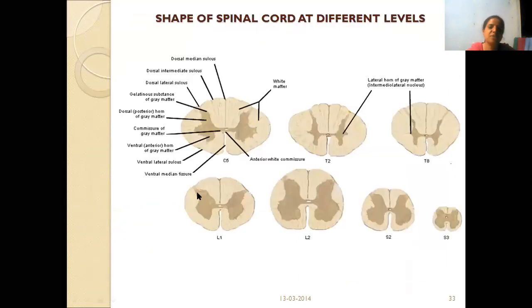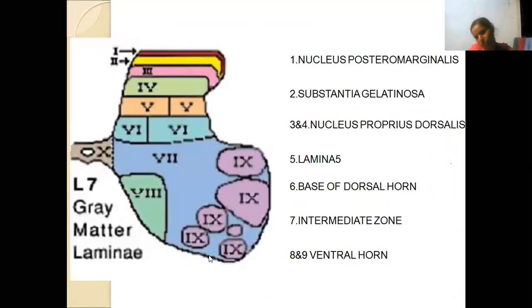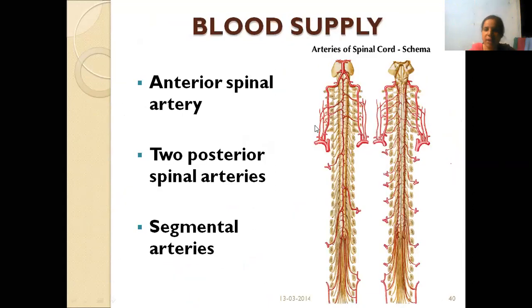These are all cut sections of the spinal cord at various levels. These are the nuclei, which I told you about in physiology also. Here we have the anterior horn and then the posterior horn. Various nuclei are actually not important in anatomy. Tracts are also not important in anatomy.